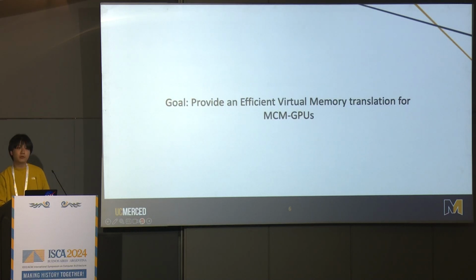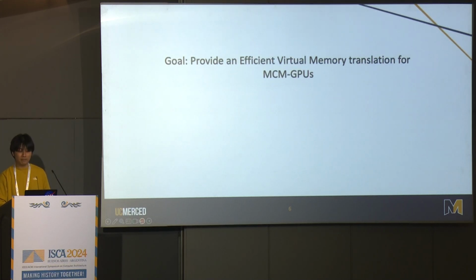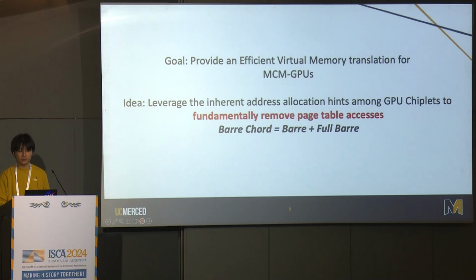Motivated by the previous analysis, our goal is to provide efficient virtual memory translation specifically designed for MCM GPUs. Our key insight is that memory allocation itself among different GPU chiplets can provide actual hints for efficient memory translation. Our idea is to leverage them to accelerate address translation from different GPU chiplets.